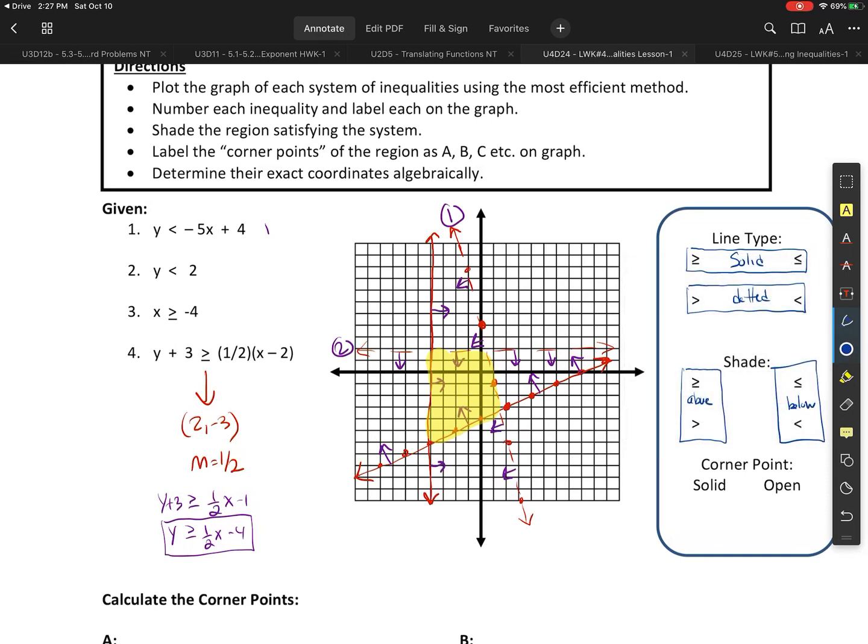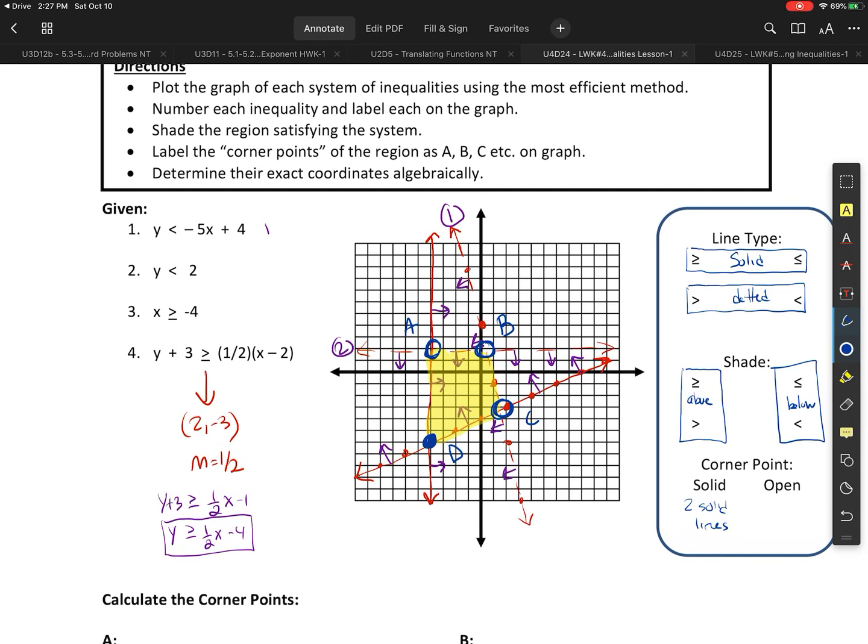There are 2 types of corner points you can have, a solid or an open. To have a solid point, you must have 2 solid lines. If we look, here's an open corner, here's an open corner, here's an open corner, and there's my solid corner. At the moment, corner points really don't have much meaning for us. I'm going to label them A, B, C, D to help myself out. When we get going on word problems later this week or next week, they'll actually have a purpose.